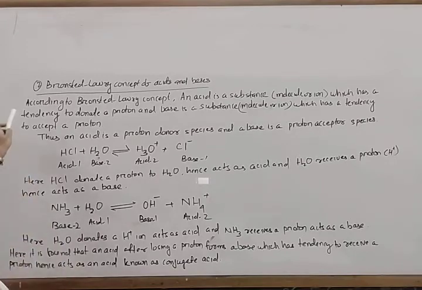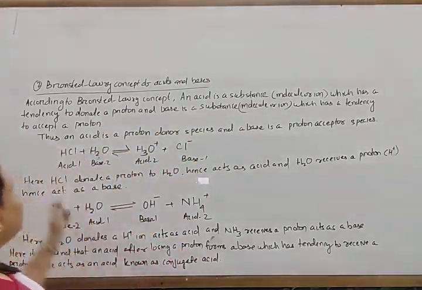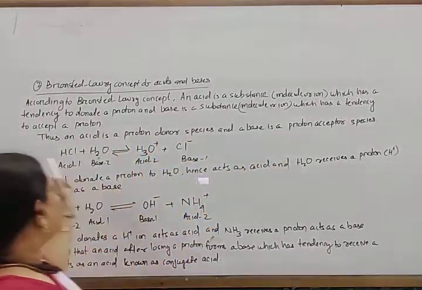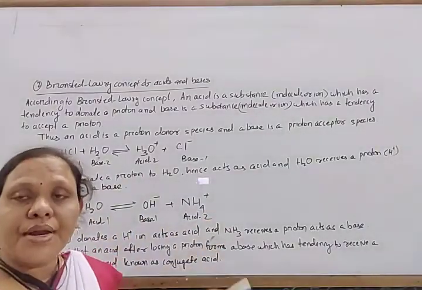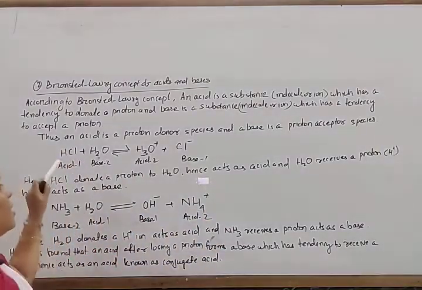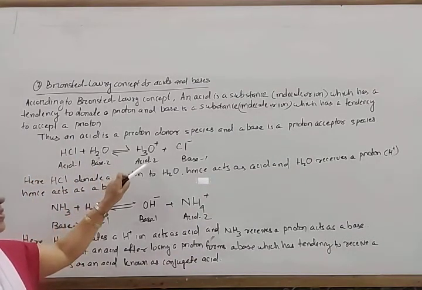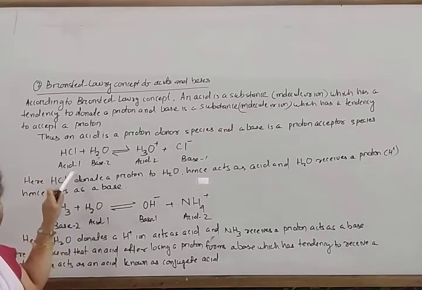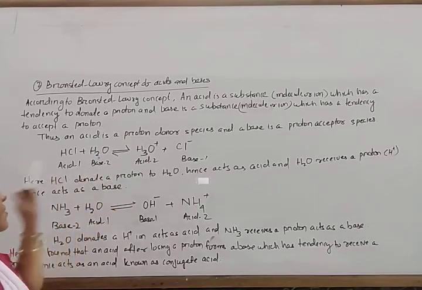So look here, according to the Bronsted-Lowry concept, an acid is a substance which has a tendency to donate a proton, and a base is a substance which has a tendency to accept a proton. Thus, an acid is a proton donor and a base is a proton acceptor. Look here, HCl and H2O. HCl gives H plus ion, forming H3O plus ion and Cl minus ion. In this, HCl acts as an acid, and H2O receives the H plus ion, so it acts as a base.